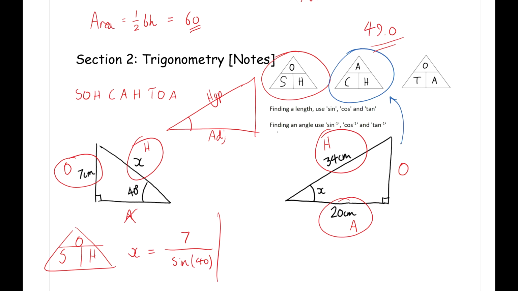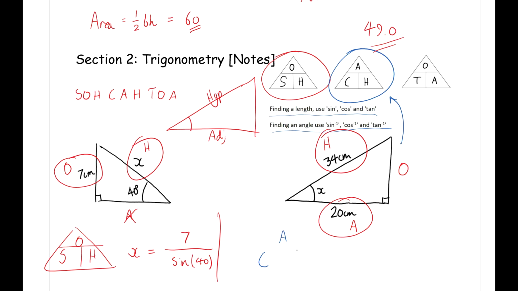Also, take into account what we've written down here. If we want to find a length, we use sine, cos, and tan. If we want to find an angle, we use sine to the -1, cos to the -1, and tan to the -1. Here we're finding an angle, so we're going to use one of these three things, and because it's cos, it's going to be cos to the -1.